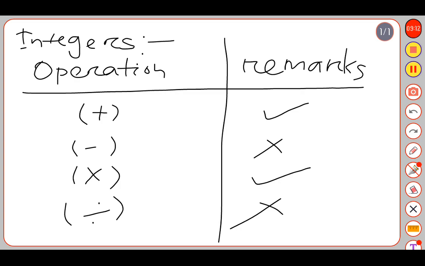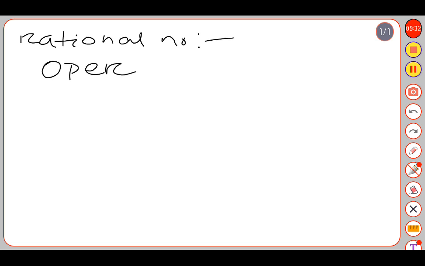In both integers and whole numbers, they are associative under addition and multiplication, but they are not associative under division and subtraction. Now we will make a table for rational numbers. The similar thing will happen in rational numbers also. In rational numbers, here operation and here remarks.